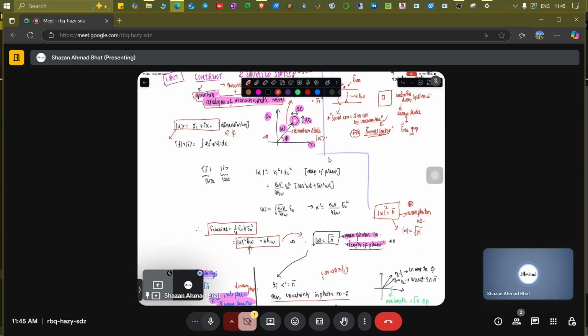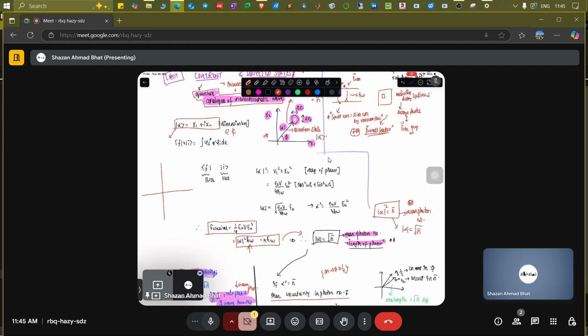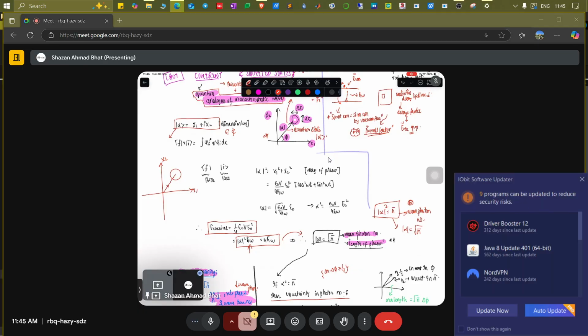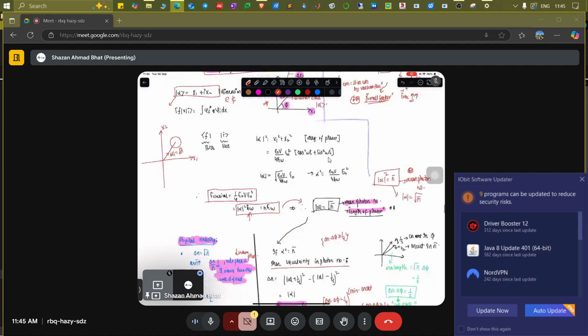If you draw it on this, with this as the x2 quadrature and this as the x1 quadrature, then you can define a coherent state something like this, where this is basically defining the alpha, where alpha is equivalent to square root of n. So this is the mean photon number, or the length of this particular phasor. And this is the phase of it, but you have this as the phase uncertainty.